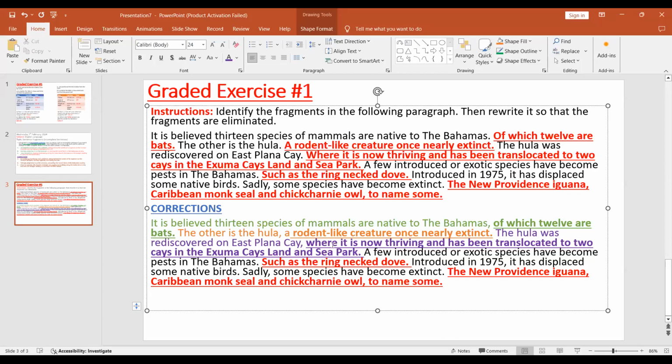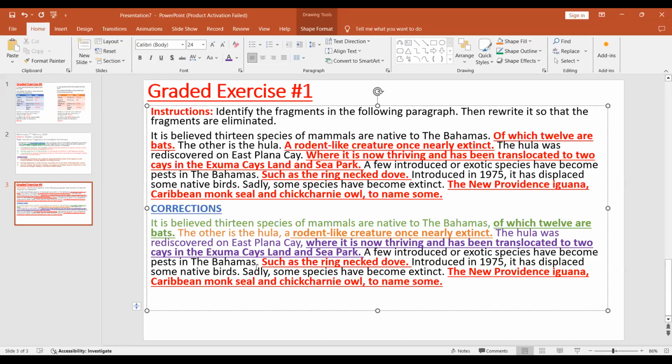The hula was rediscovered on East Planakey, where it is now thriving, has become and has been translocated to two keys. I would put a comma. I think a comma is good. Yeah. How many persons did put the comma? Behind Planakey? Behind key. I did. Good.